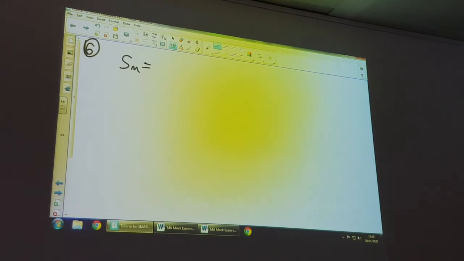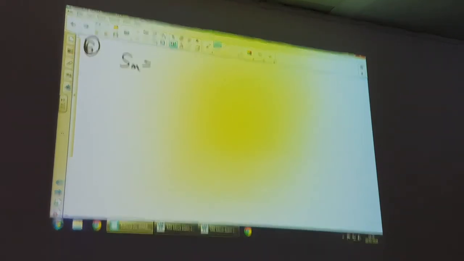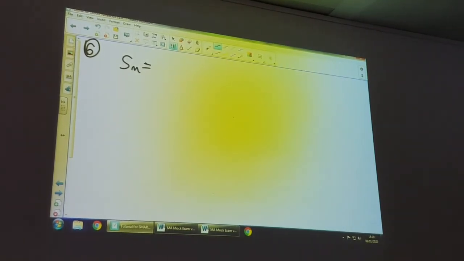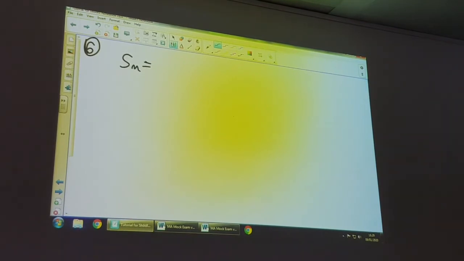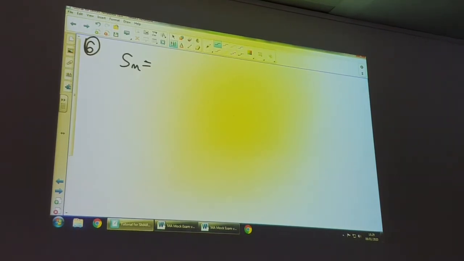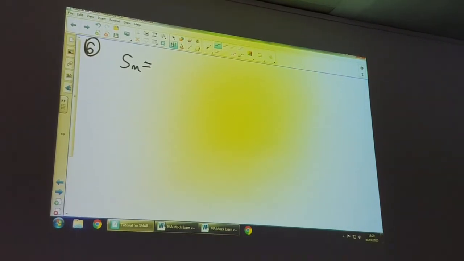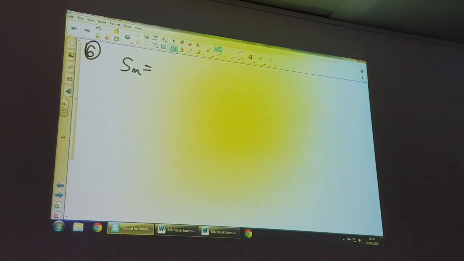Let's move on with question 6, because I don't want Shamshar's battery to run out before the end of the session, yeah? We always think about that as well. Okay, good. So question 6, S8. I'm looking for Zoom. Okay, great.